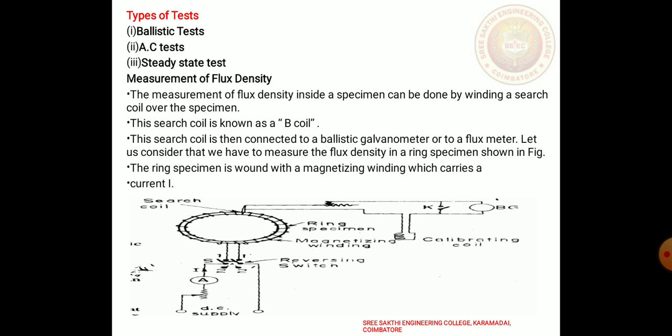This test may be carried out at power, audio or radio frequencies. It gives information about eddy current and hysteresis losses in magnetic materials. And the last type is steady state testers. These are performed to obtain the steady value of flux density existing in the air gap of a magnetic circuit.